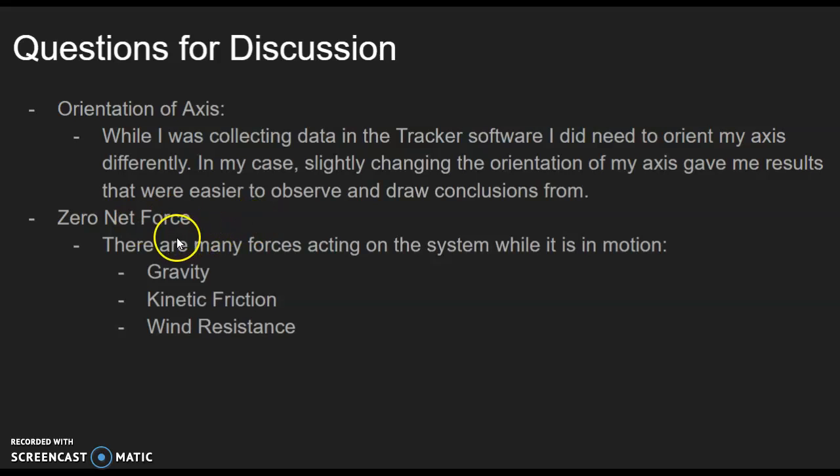And in terms of zero net force, it's possible to say how many pushes and pulls are acting on an object that resulted in having zero net force. We know there was an initial push, and then there were a number of forces acting on the object that were countering it, including gravity, kinetic friction, wind resistance, and more. And the combination of all of these is how we're able to construct that there is zero net force acting on it.